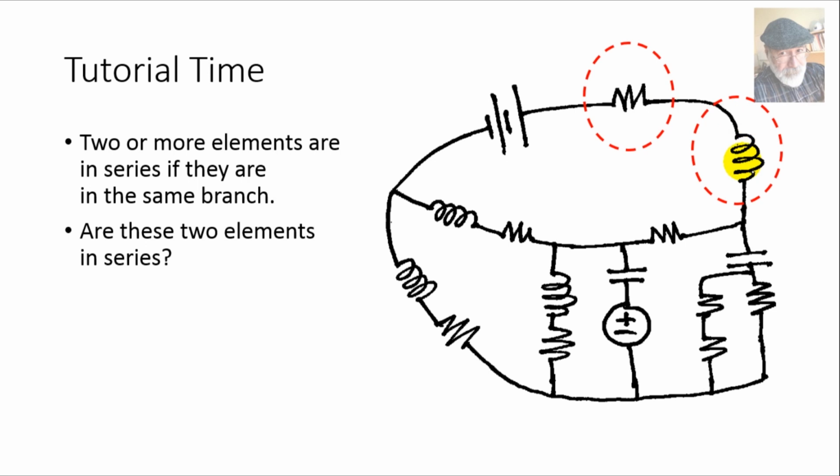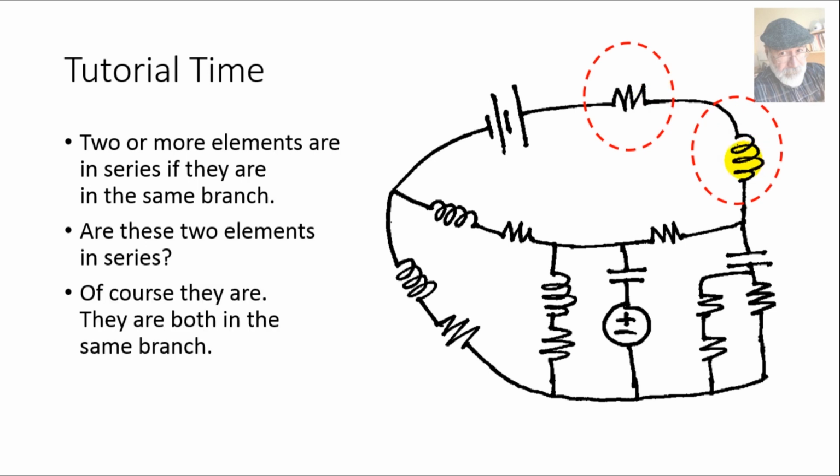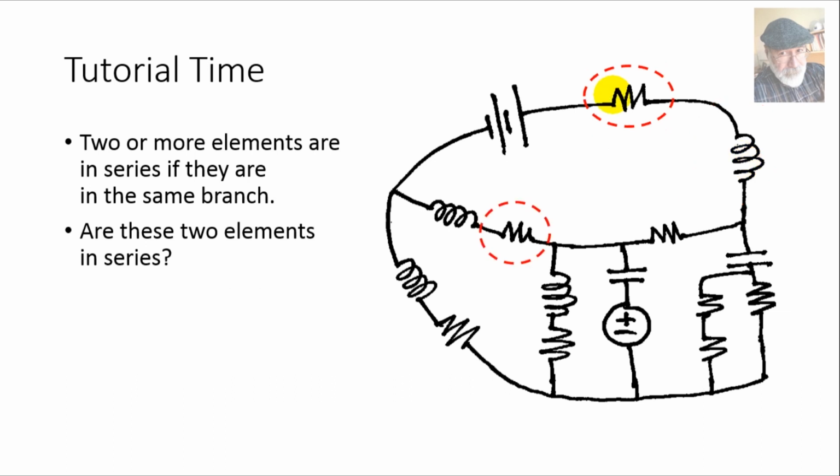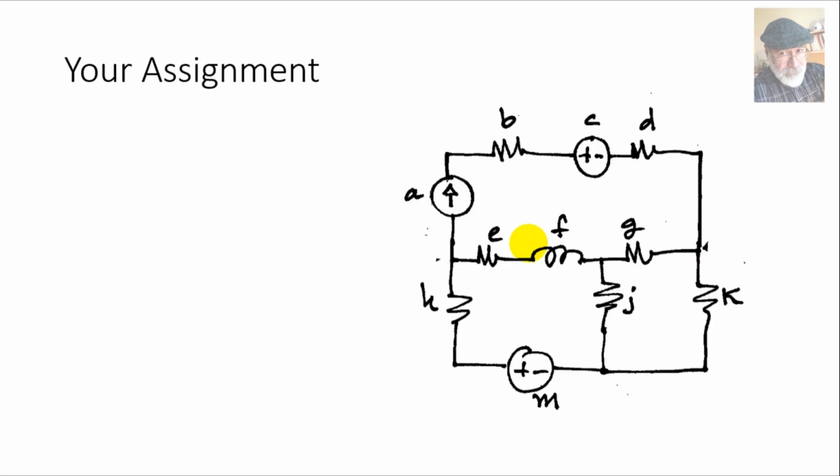Question: are these 2 elements in series? This resistor and that inductor? Of course, they are both on the same branch, so they are in series. How about those 2? Well, those 2 are in different branches, so they are not in series. What about these 2? Well, those 2 elements are in different branches, so they are not in series.